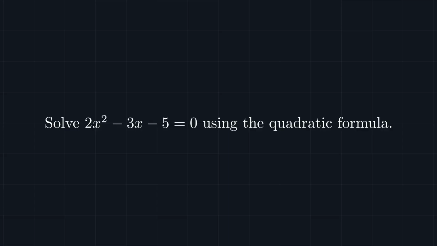Solve 2x squared minus 3x minus 5 equals 0 using the quadratic formula.